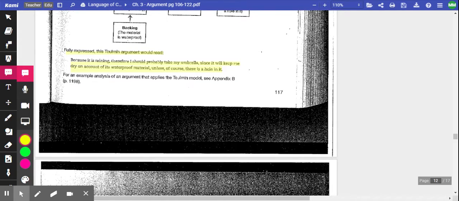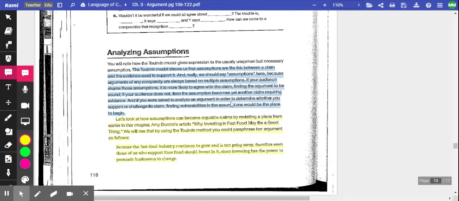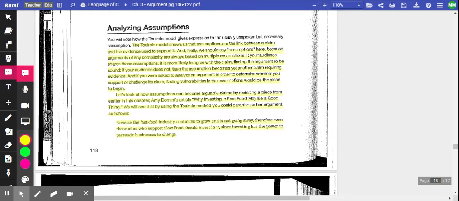Okay, here's a more fully expressed Toulmin model. Okay, analyzing assumptions. The Toulmin model shows us that assumptions are the link between a claim and the evidence used to support it. And really, we should say assumptions here because arguments of any complexity are always based on multiple assumptions. If your audience shares those assumptions, it is more likely to agree with the claim, as we mentioned before with the umbrella example, finding the argument to be sound. If your audience does not share those assumptions, then the assumption becomes yet another claim requiring evidence.